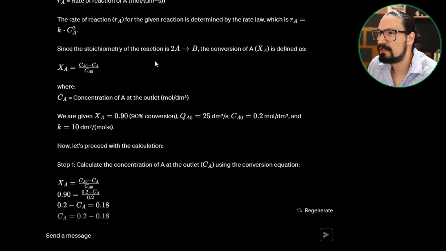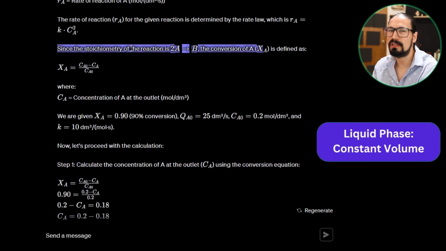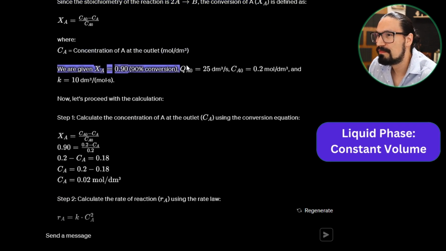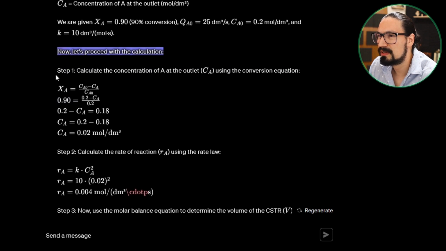Since the stoichiometry of the reaction is 2A converts to B, okay, this is okay so far. I'm not going to be complaining. I would prefer using molar flow rates, but if we use concentration, since this is liquid, we can assume constant volume. I don't like that they're not letting you know that this is only valid in liquid phase, but okay, no need to. We are given the following concentrations and K. So now let's proceed to the calculations.